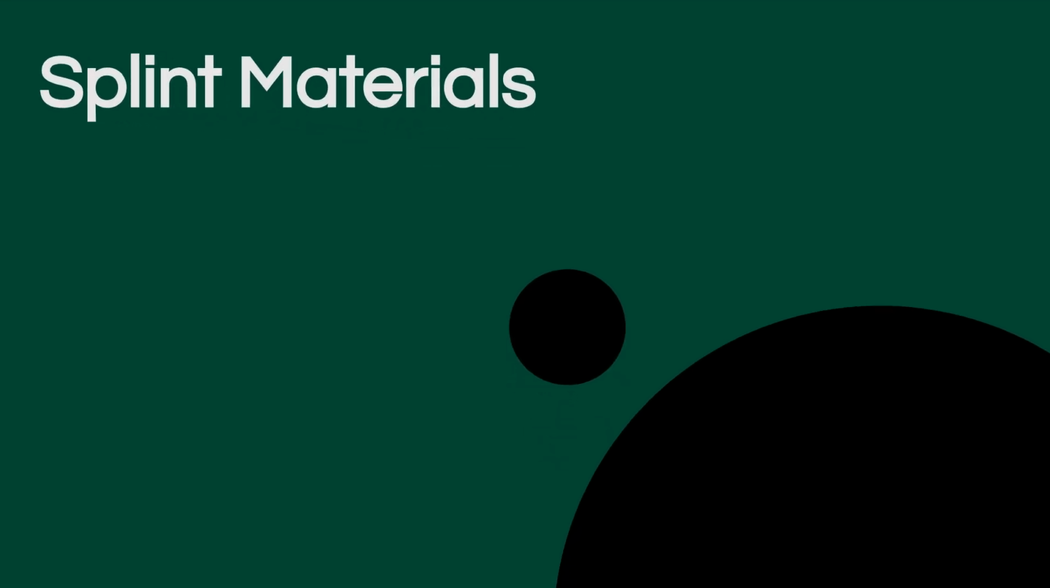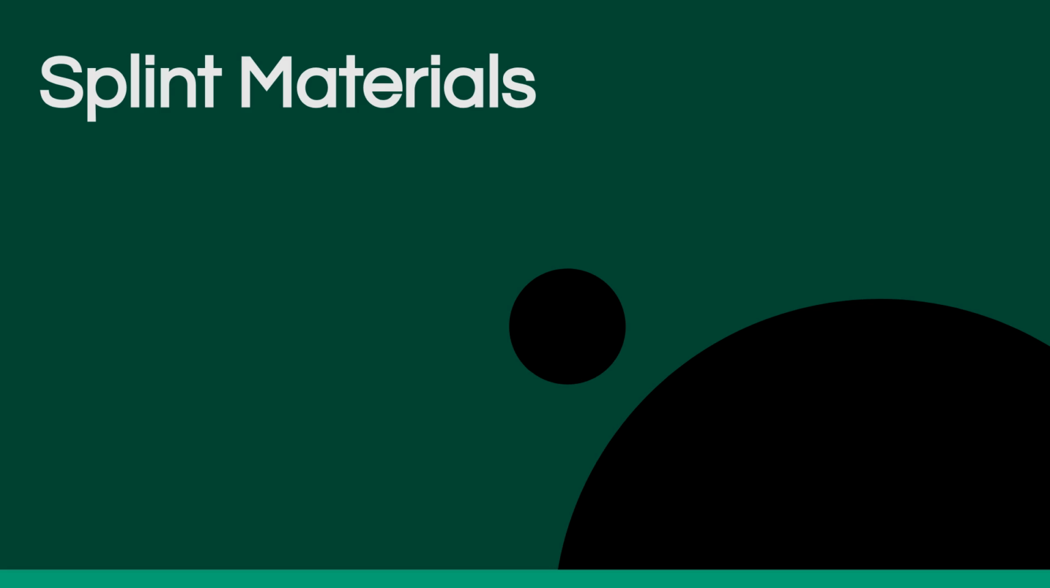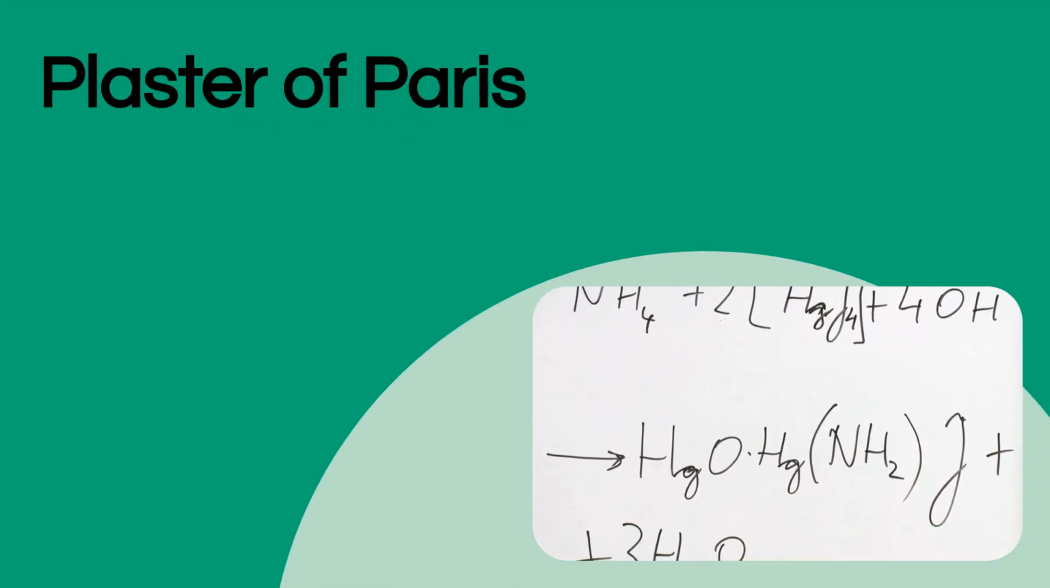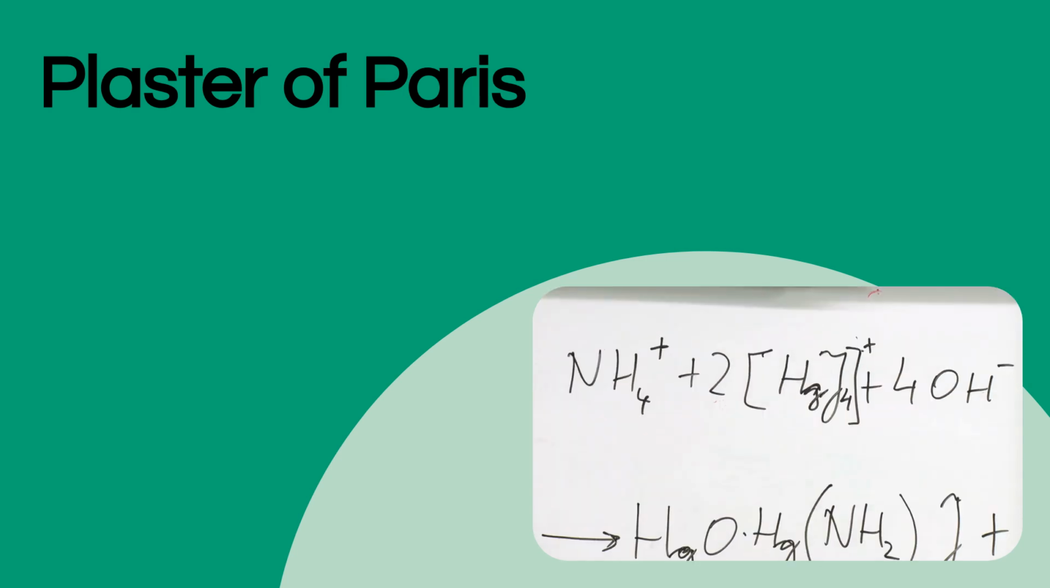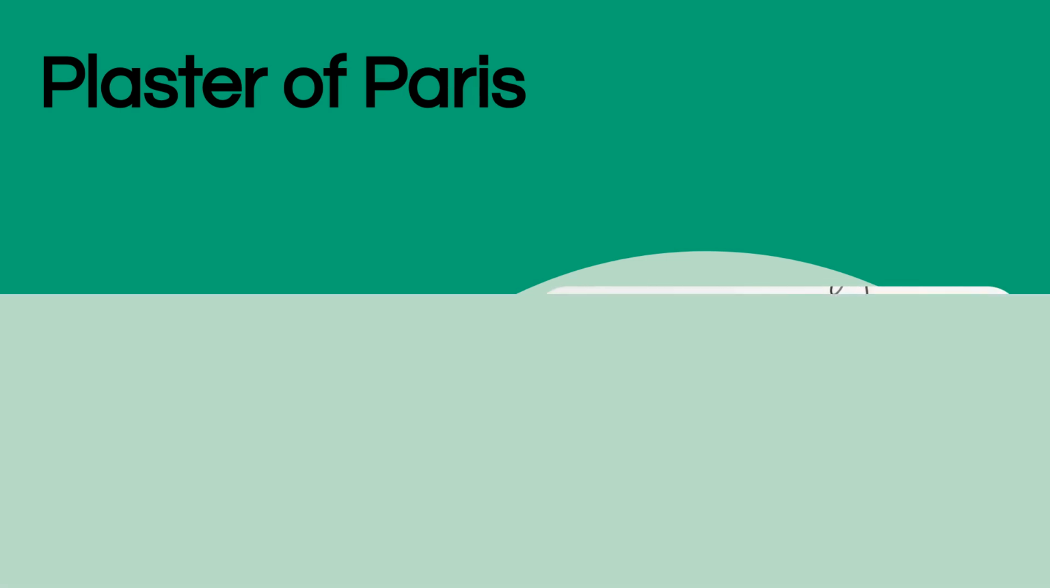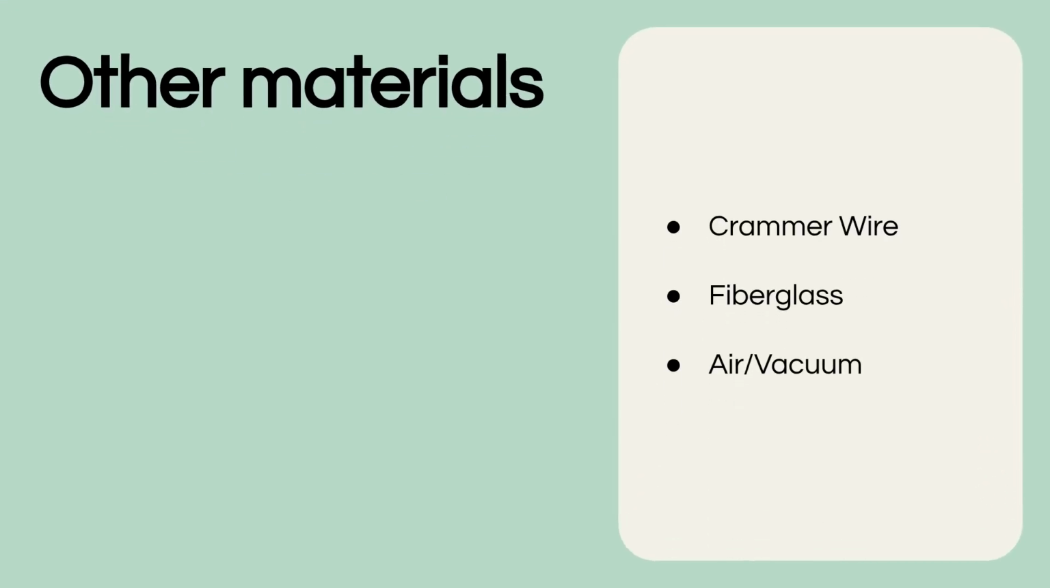Splints are created from various materials, including plaster of Paris, Kramer wire, fiberglass, and specialized prefabricated options. Plaster of Paris, or POP, is calcium sulfate dihydrate. When wet, it releases heat in an exothermic reaction, setting in just 3 to 9 minutes. Other materials include Kramer wire, fiberglass, and air or vacuum splints. Air splints inflate to become rigid, while vacuum splints extract air to mold around the injury.